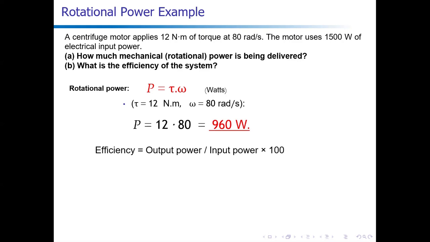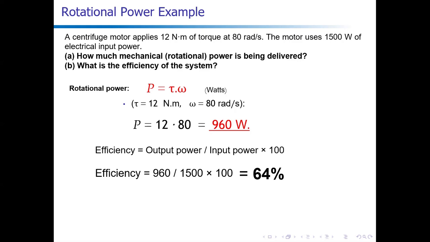Now let's find the efficiency. Efficiency is the ratio of output to input power multiplied by 100 to get a percentage. That's 960 divided by 1500 multiplied by 100. This gives us an efficiency of 64%. This means that only 64% of electrical input energy is converted into useful rotational work. The rest is likely lost as heat, friction, or other inefficiencies in the system.